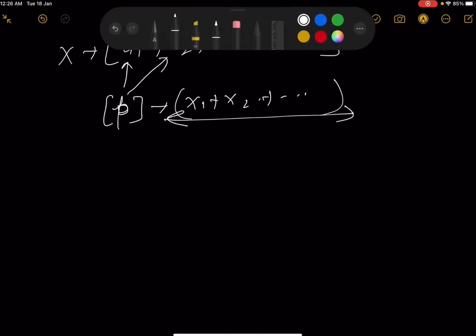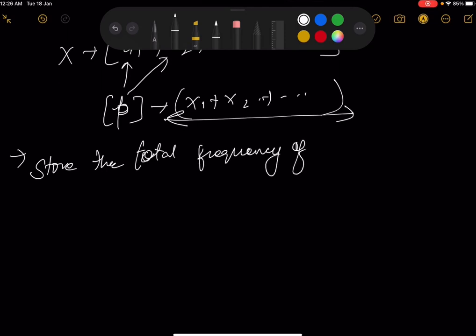we just store the total frequency of prime numbers over all the array elements.